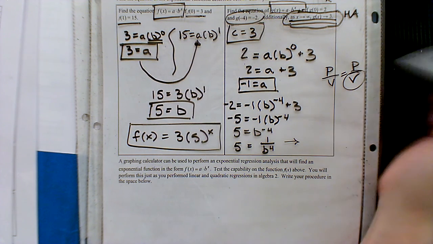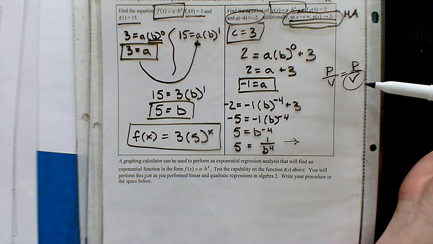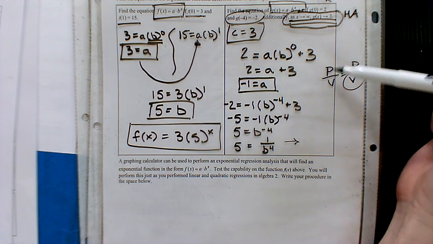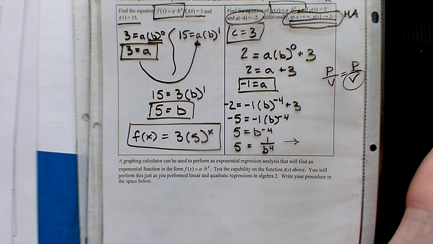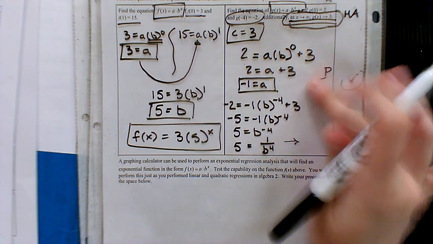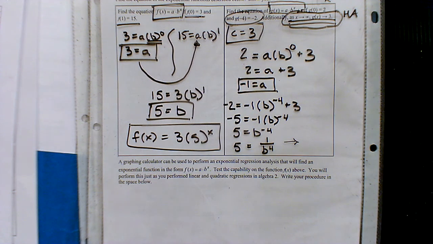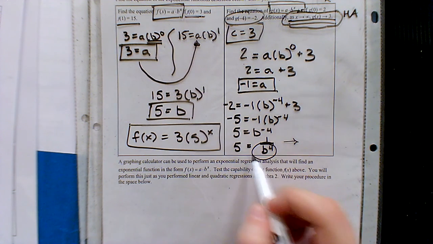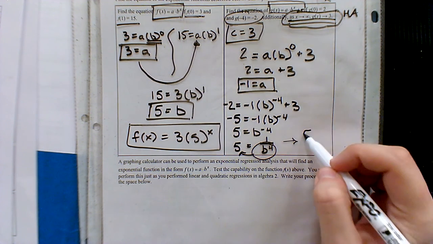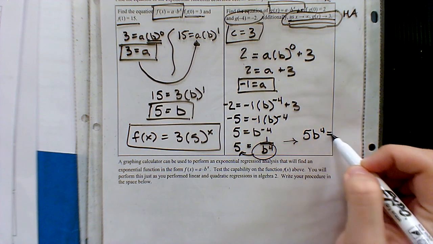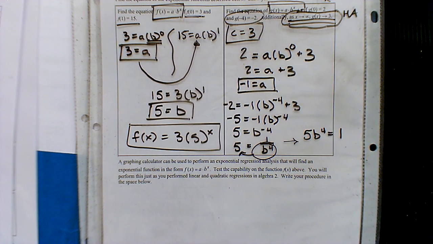I thought something like that. Sometimes, depending on what information you know, you have to solve for something in the denominator, and some kids can't do it. How can we solve? Multiply the denominator to the other side. So 5b to the 4th would equal 1.